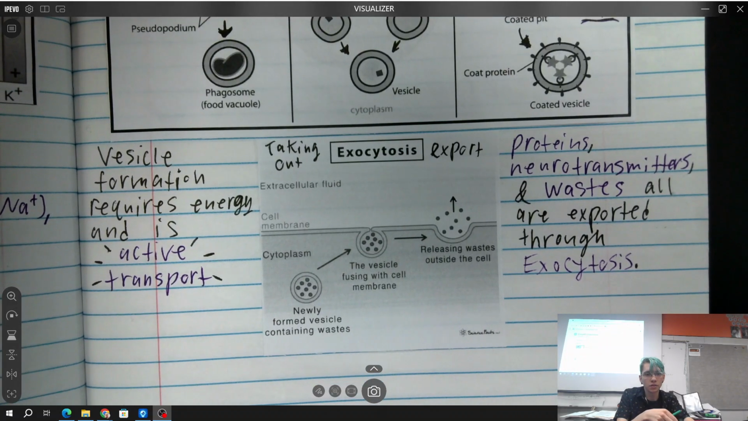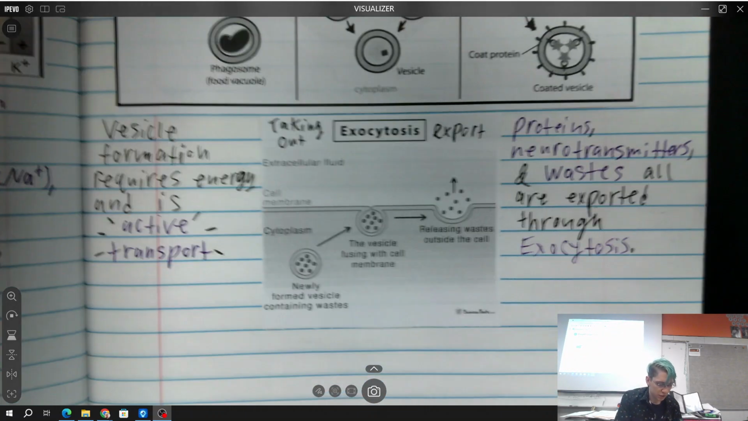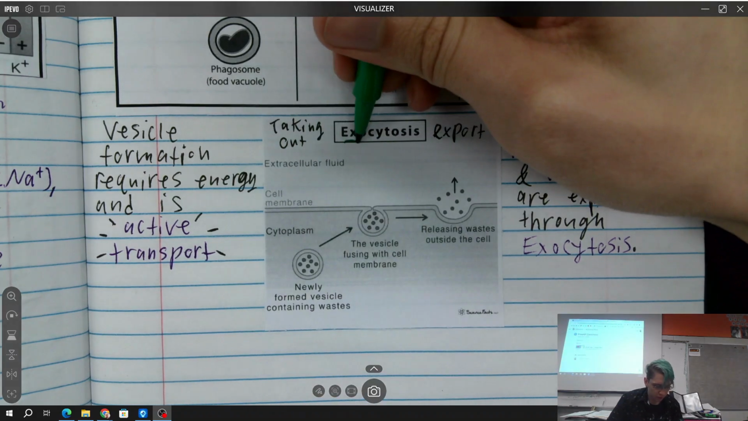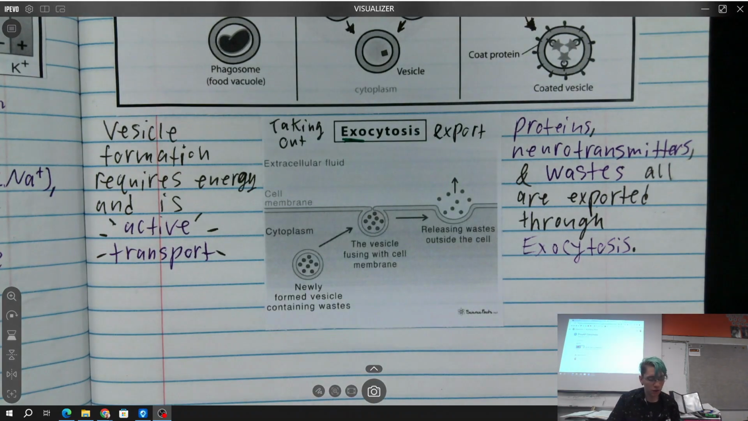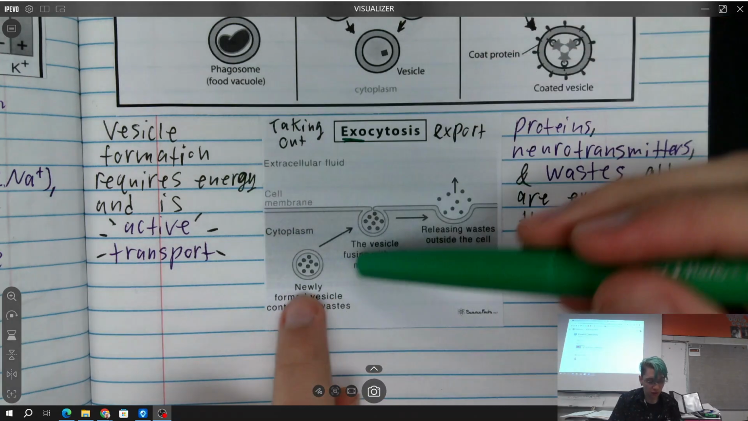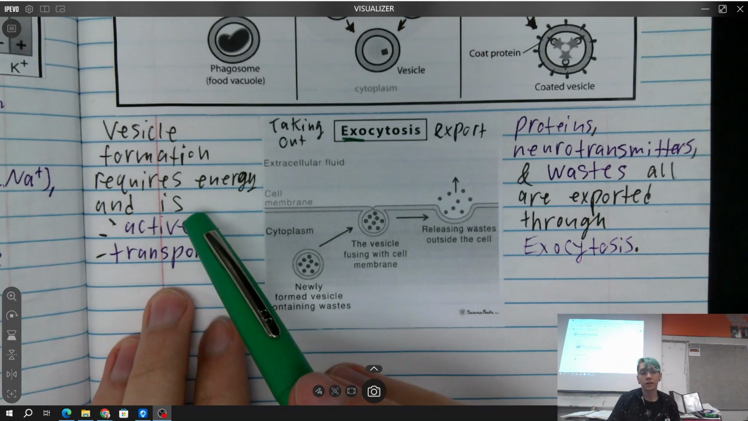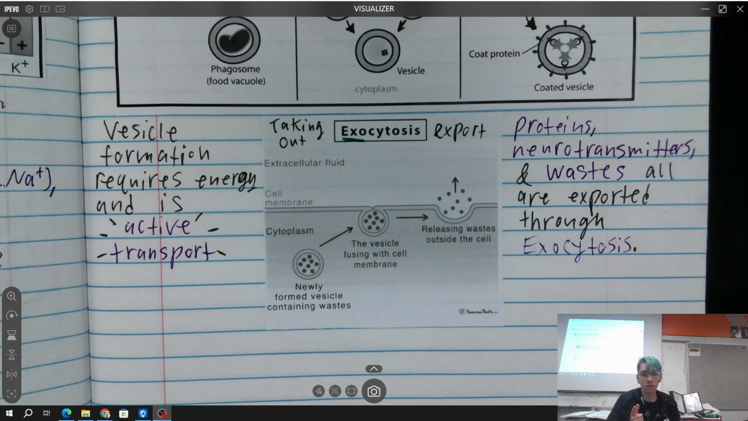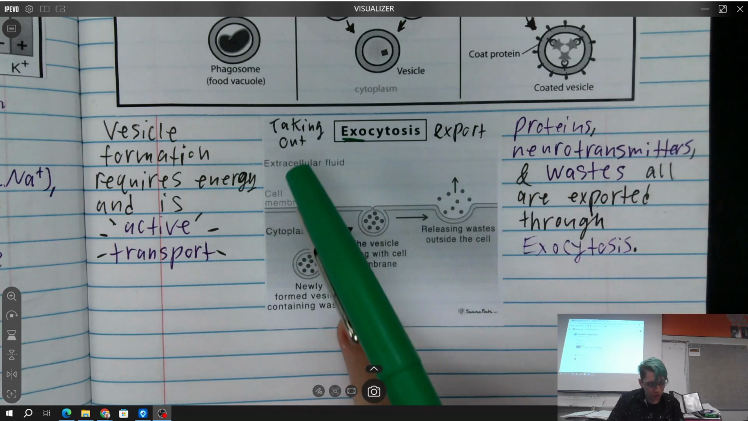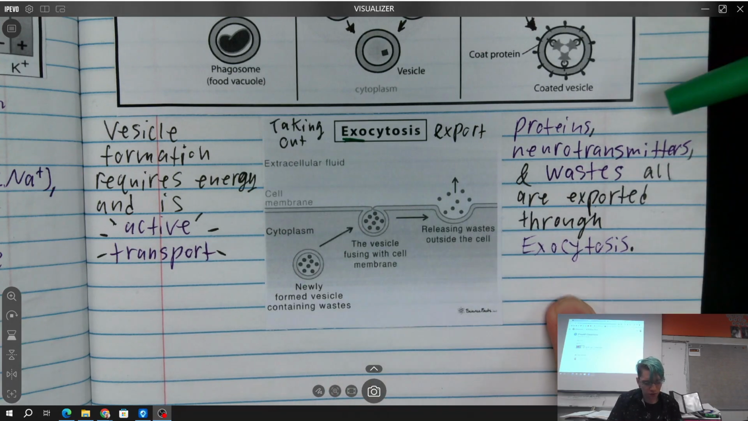Last big thing is exocytosis. It's exporting. We see exo, we know it's exporting. This is, once again, vesicle formation. If we form vesicles like these, once again, these bubbles of phospholipids, it is going to require energy. It's going to be active transport. If we use ATP or we see vesicle formation, it's active transport. And once again, this is for proteins, neurotransmitters, and waste.